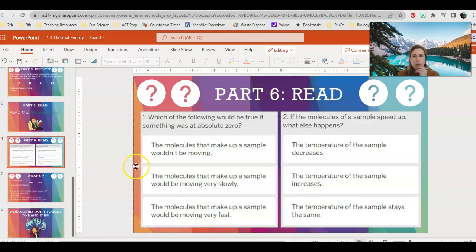First question, which of the following would be true if something was at absolute zero? The molecules that make up a sample wouldn't be moving, the molecules that make up a sample would be moving very slowly, or the molecules that make up a sample would be moving very fast. Okay? If the molecules of a sample speed up, what else happens? The temperature of the sample decreases, the temperature of the sample increases, or the temperature of the sample stays the same. So what happens when molecules start moving faster? Okay, what's happening to our temperature? Okay, so answer those 2 questions.